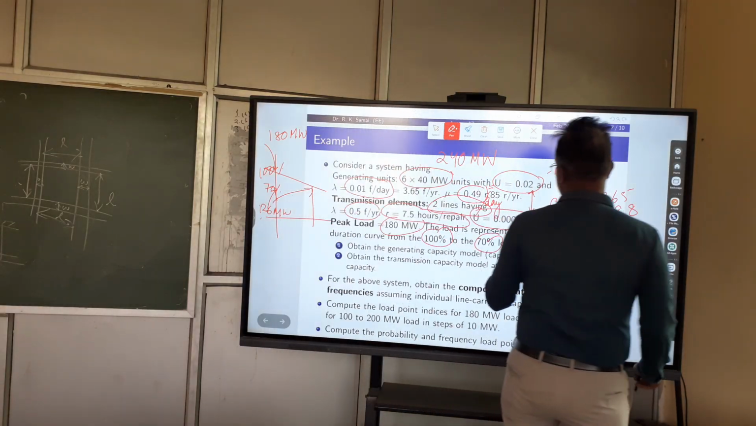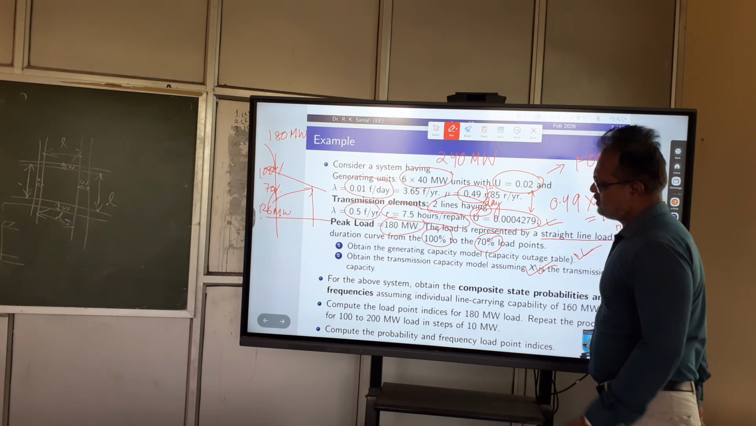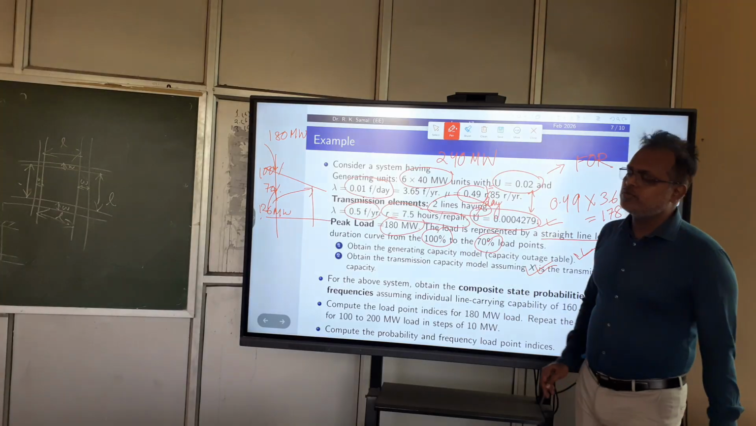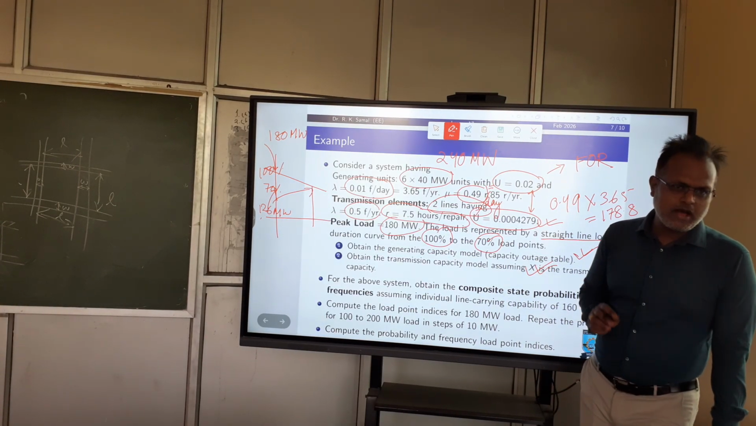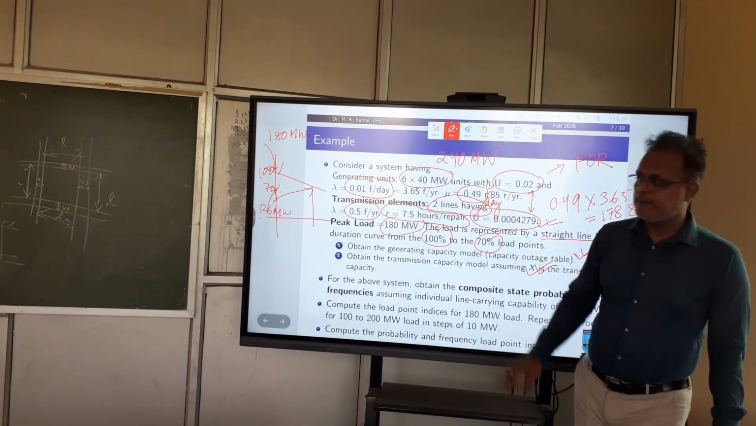Obtain the generating capacity model and capacity of the system. Obtain the transmission capacity model. So this is what we will discuss as numericals. Beyond that, you have to consider the flow duration curve and find out the reliability. We are not going into that. We will just see how the generation model is obtained. After that, everything is same as model 1.